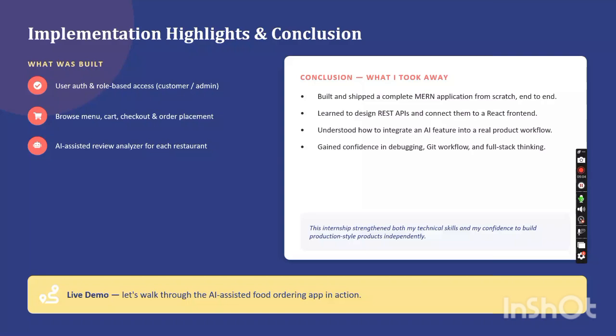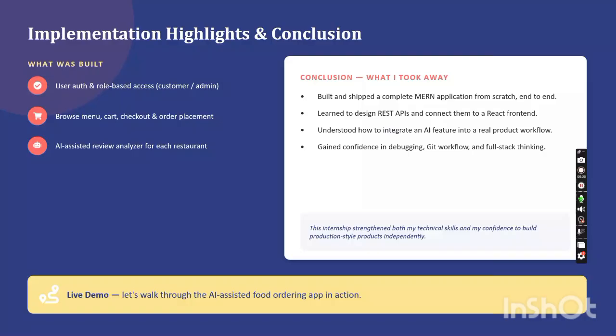And on the AI side, as I mentioned, admins get an AI food descriptor generator to auto-generate descriptions for new menu items. And each restaurant page has an AI-generated review summary that condenses all customer feedback into a quick, readable overview.